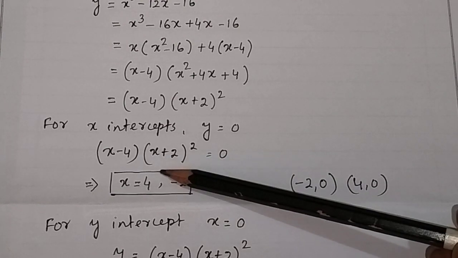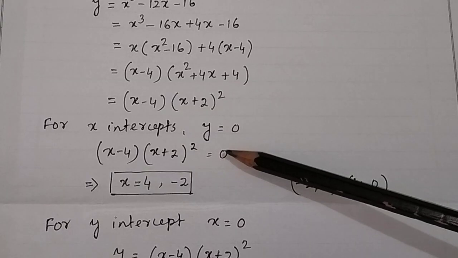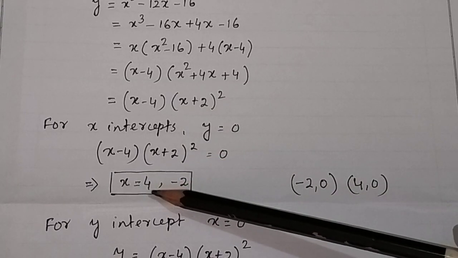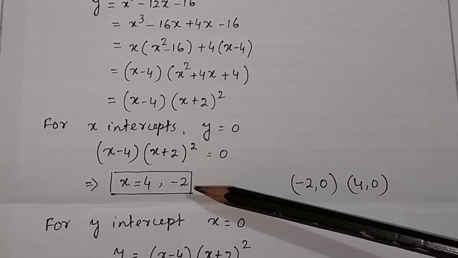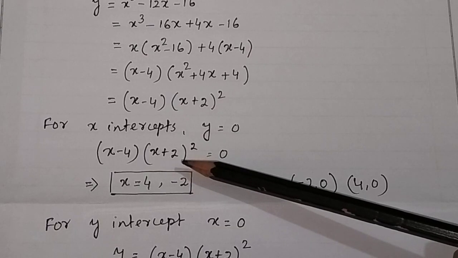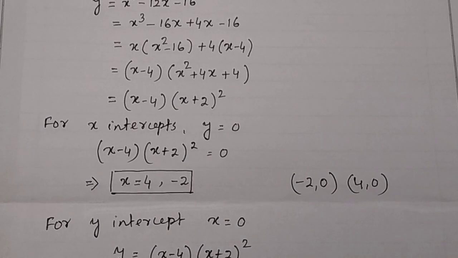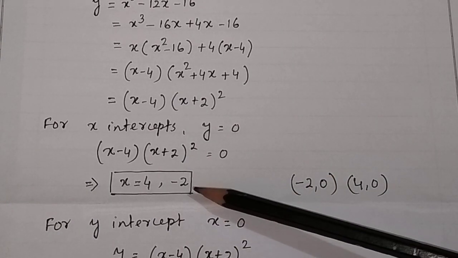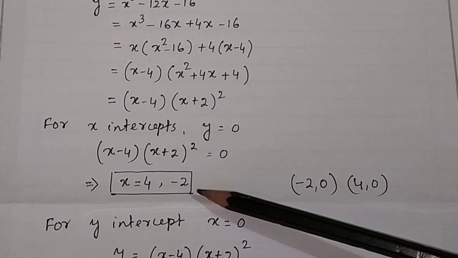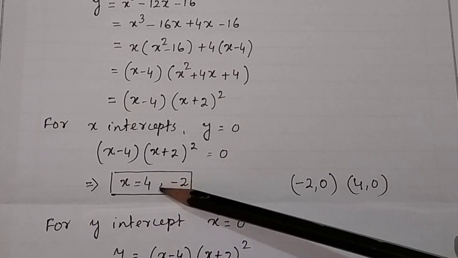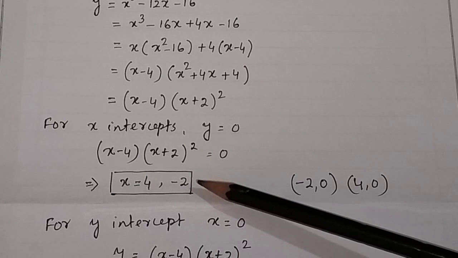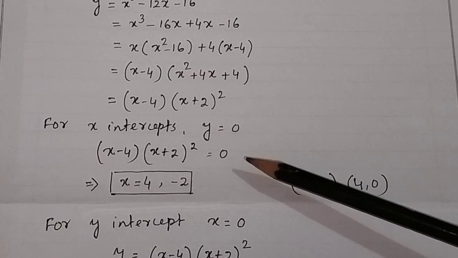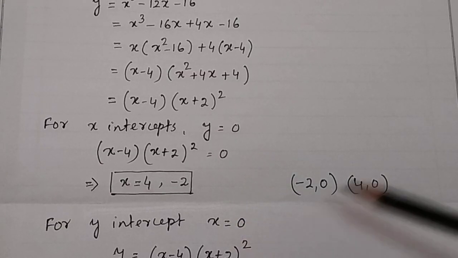And if x minus 4 into x plus 2 whole square will be equal to 0, then x will be equal to 4 and x will be also equal to minus 2, because x plus 2 whole square is equal to 0 or x plus 2 will be equal to 0. So x will be equal to minus 2. So you have two x intercepts. One is x equal to 4 and another x equal to minus 2. Then we will find out the y intercept, and for y intercept x will be equal to 0.